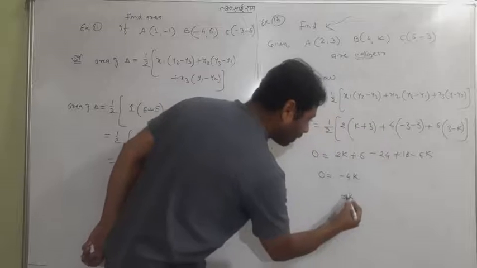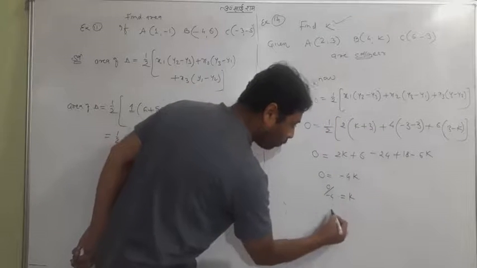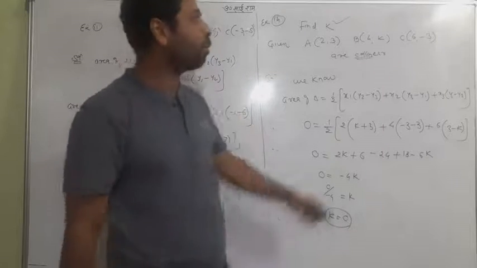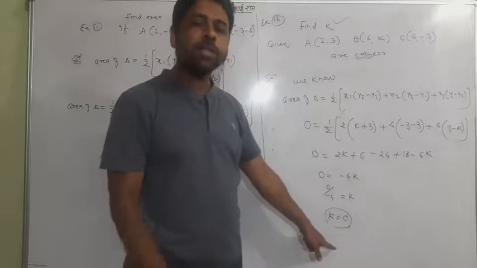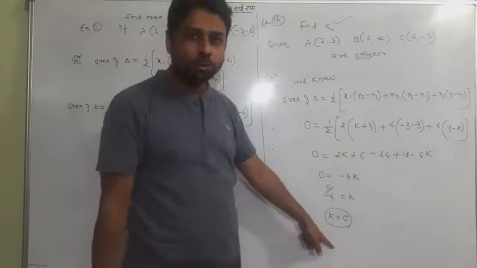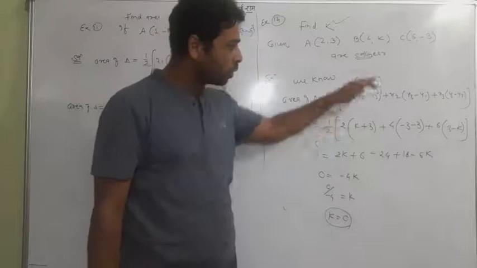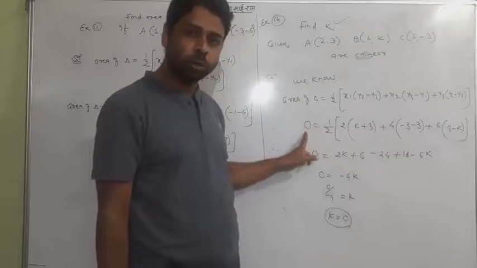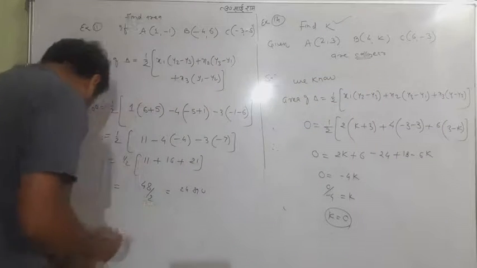Unfortunately or fortunately, k is equal to 0 upon -4, so k is equal to 0. This will not always come, and don't think that when points are collinear k will be 0. It is just a coincidence that we got k equal to 0, but k may be any value. The procedure is the same: when the points are collinear, you have to take the area of the triangle equal to 0 and go on. So this is a very simple question.